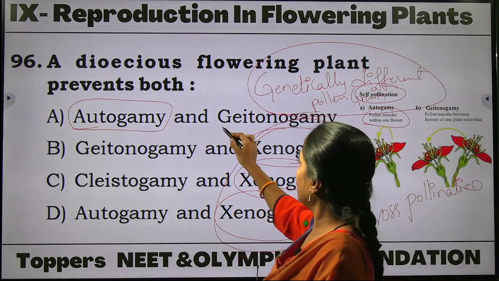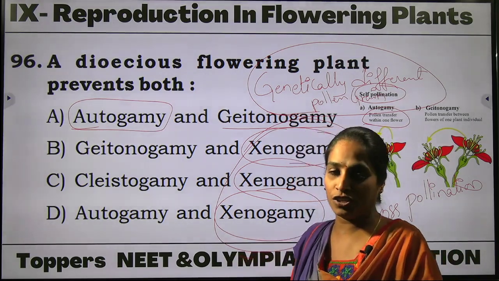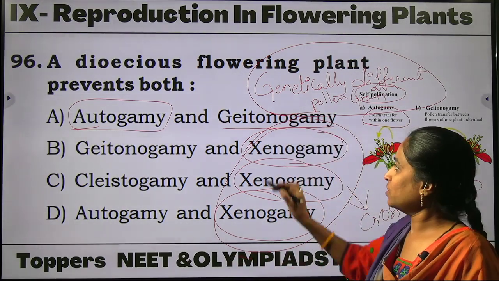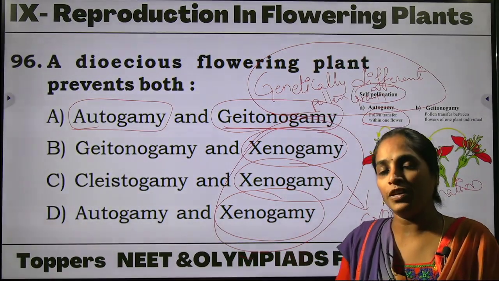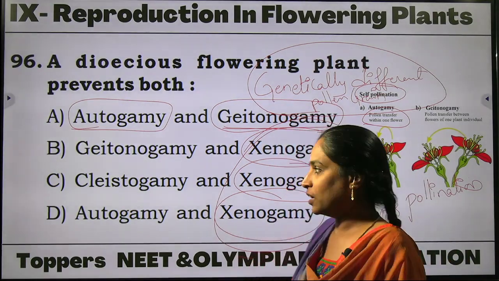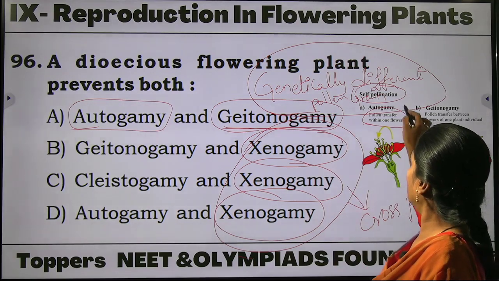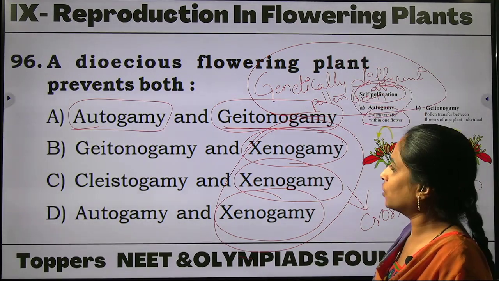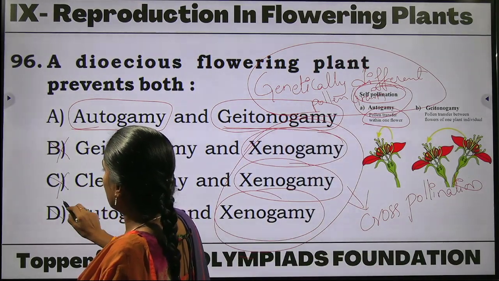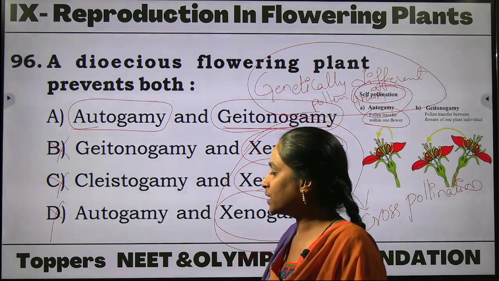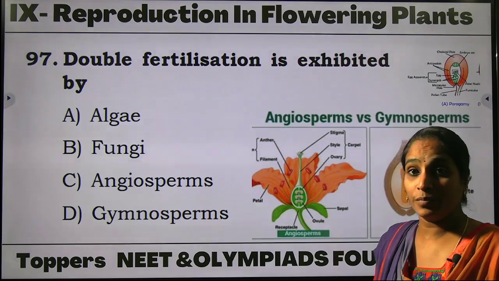And the next one is geitonogamy. What is geitonogamy? A kind of process where self-pollination or cross-pollination can be seen in the same plant. It might be within the same flower or it might be from one flower to another flower. Okay. So, a dioecious flowering plant prevents both self-pollination types. Okay. Next, options B, C, D are wrong ones.